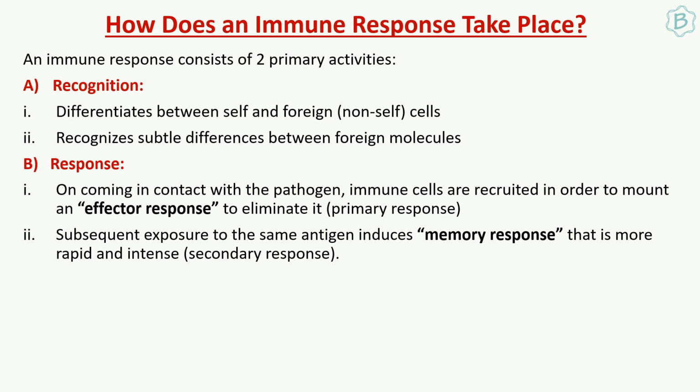Also, the immune system can recognize certain subtle differences which are chemical in nature between foreign molecules. So it can then differentiate between the different types of pathogens, and accordingly an immune response is mounted against them. The second activity is response.